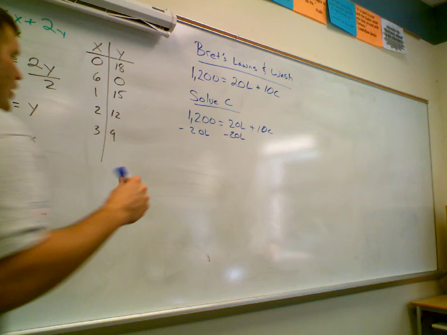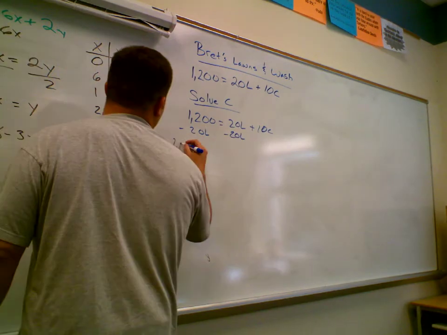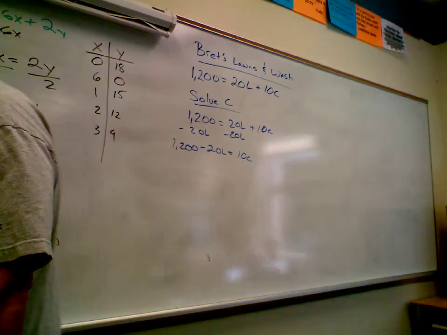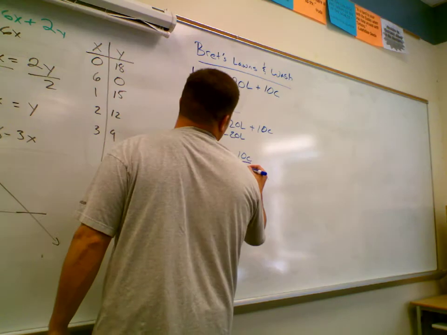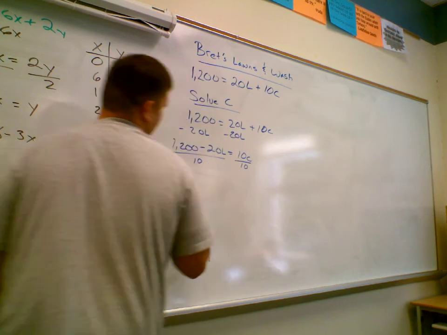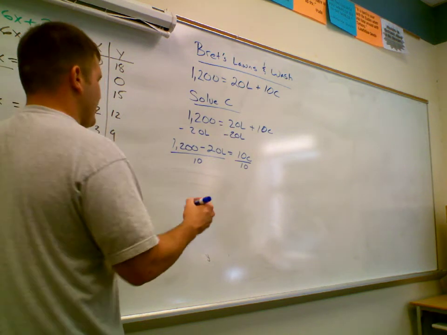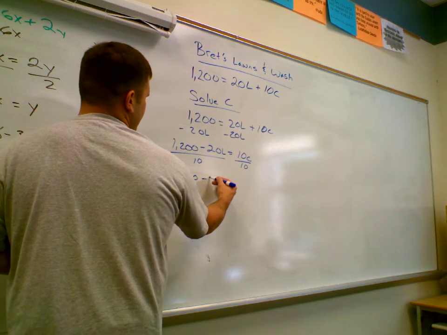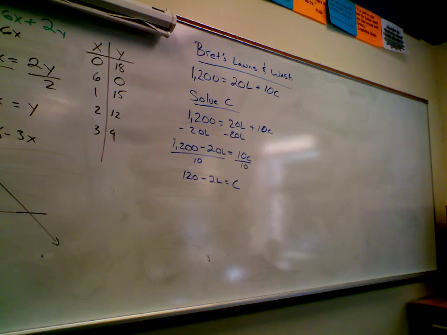Now, can I do 1,200 minus 20? No. 1,200 minus 20L equals 10C. Now what do we do? Divide by 10. I divide everything by 10, right? So 1,200 divided by 10 is 120. 20 divided by 10 is 2. So 120 minus 2L equals C.